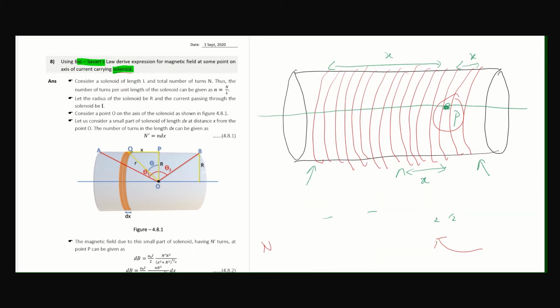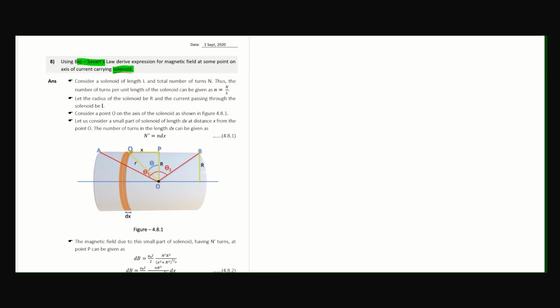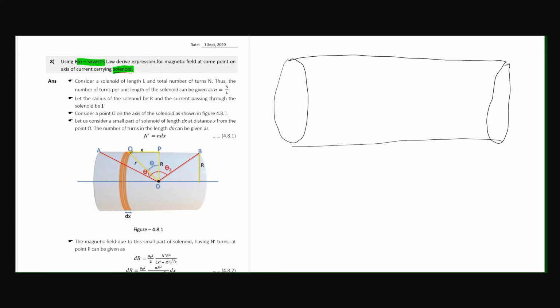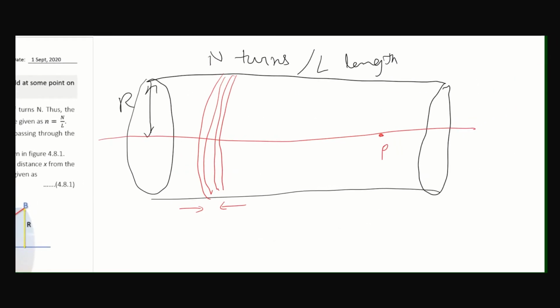To solve that problem, we consider a small part of the solenoid. It's better that, rather than considering the whole solenoid in one go, we consider a small part. So I will take a thin slice of the solenoid. Suppose I have n turns in L length of solenoid, and let the radius be r. I will consider a point P somewhere here, and out of all turns I will consider only a few. I am considering a thin slice, or thin small part, of the solenoid, of length dx at distance x from point P.